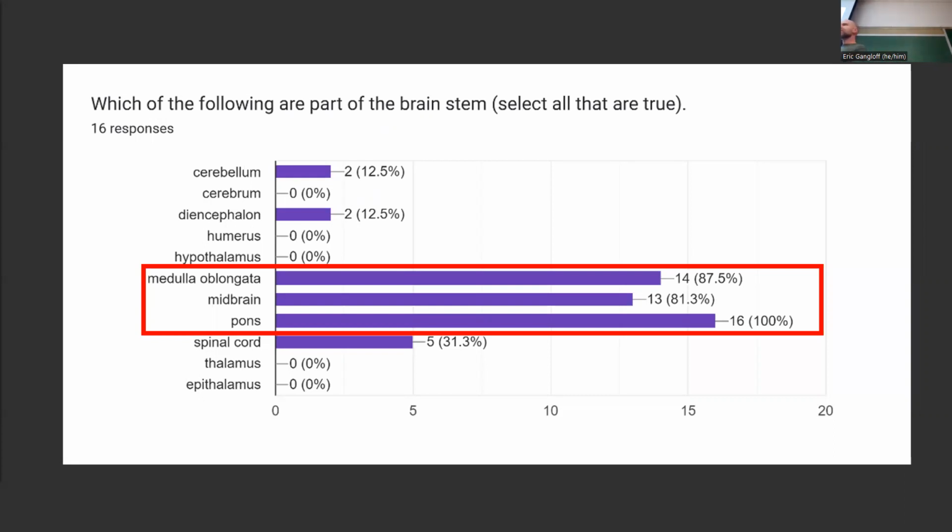It was interesting to me that all of you said pons, but only about 90% said the medulla and 80% said the midbrain. And I was a little bit surprised by that. Everyone was like, yeah, pons, that's brainstem, but then medulla, you were a little wishy-washy on. So I'm not quite sure where that was coming from, but make sure you review your notes and make sure you remember that those 3 parts of the brain together are the brainstem.